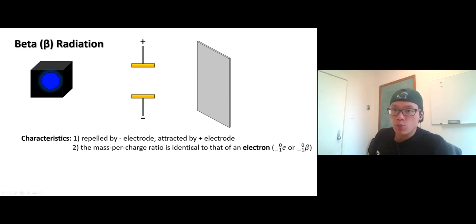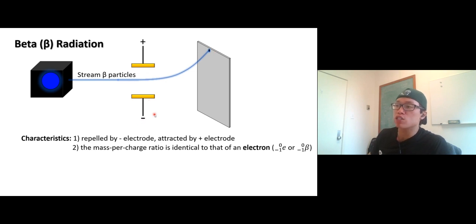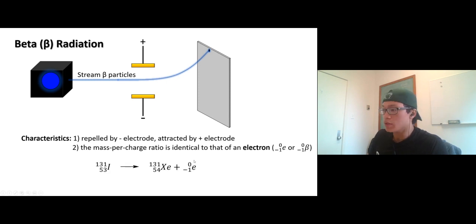All right, the next one we have is beta radiation. Beta radiation comes out and can be deflected by an electrical field as well, but this time it goes toward the positive pole and gets repelled by the negative pole. What is the charge of these beta particles? If you know, that's the negative charge. This is an electron. The mass per charge ratio is identical to that of an electron, so we call it an electron or a beta emission, a beta particle, same thing.